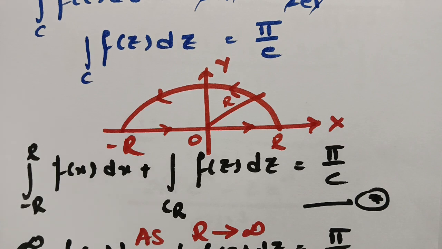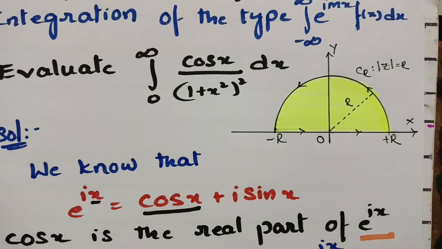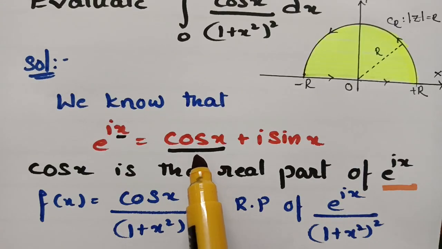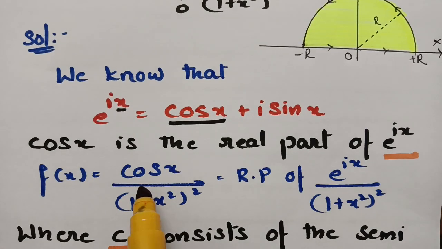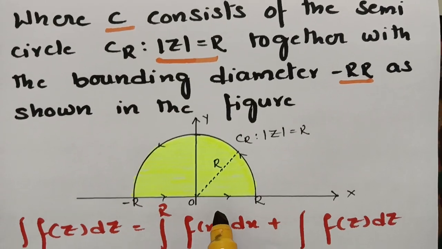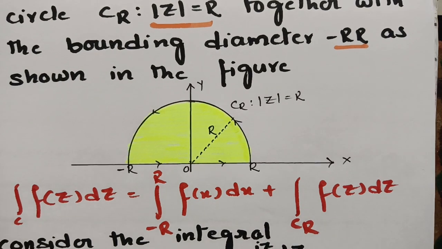Let me explain once again from the beginning. This is the question given. As you know that e power ix is equal to cos x plus i sin x. So in place of cos x I am writing the real part of this function, and this is the contour. It is split into 2 equal parts.